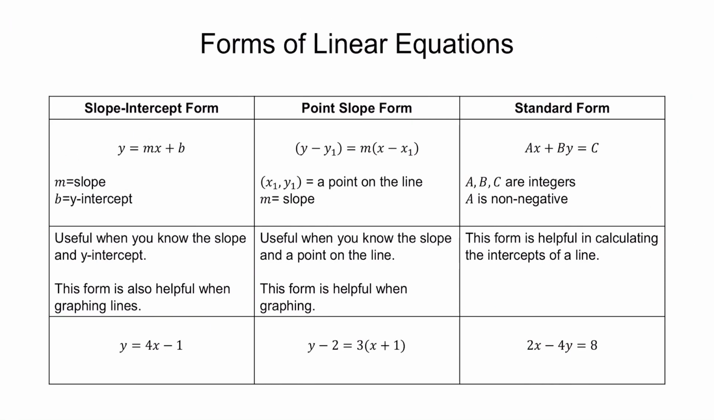So remember that there are 3 forms of linear equations: slope-intercept form, point-slope form, and standard form. They're useful depending on what kind of information you have. If you have the slope and the y-intercept, you can use slope-intercept form, which is helpful when graphing. If you have the slope and a point, you can use point-slope form, which is also helpful when graphing. Standard form is the one that's not super helpful when you're graphing. You can use it to calculate the intercepts, or you can change standard form into slope-intercept form whenever you want to graph.